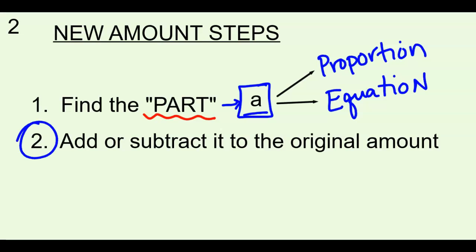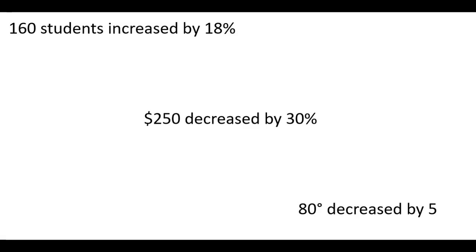And then once you get that A, you're either going to add it or subtract it to whatever the original amount was, right? If it went up by that much, you'd add. If it went down by that much, you'd subtract to figure out what your new value is. Okay, so here's a few examples we'll do together. Starting at 160 students, but it's increasing by 18%. What is it now?